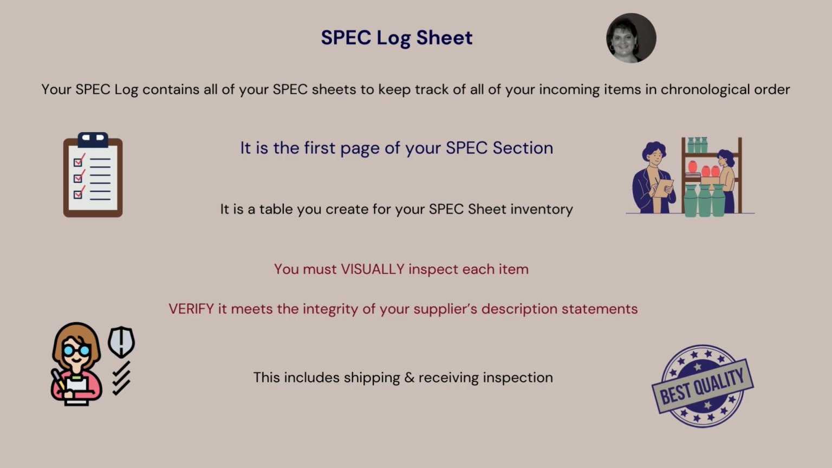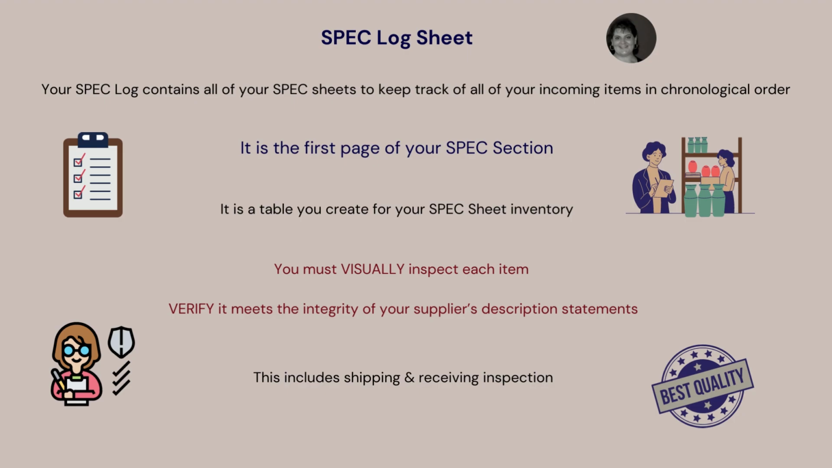Now when you're receiving your incoming items, you must visually inspect each item. You need to verify it meets the integrity of your supplier's description statements. If something is off, then you must record this in your spec sheet. This includes the shipping and receiving inspection that you will perform for each item when you receive it, checking it off its packing list. You must make sure that it meets your quality standards.